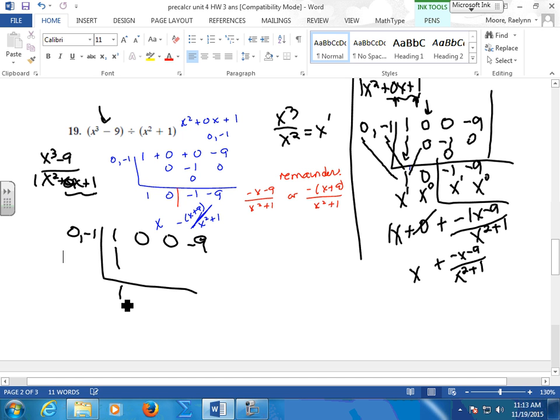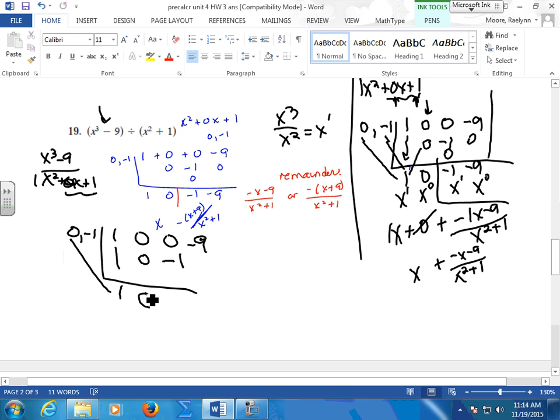Bring down the 1. You're still multiplying left to right and going to the right. So 0 times 1, go to the right, 0. We got another one out here. Negative 1 times 1, well, you already went to the right, go to the right of that, negative 1. Stop. Add down the column next to you here.